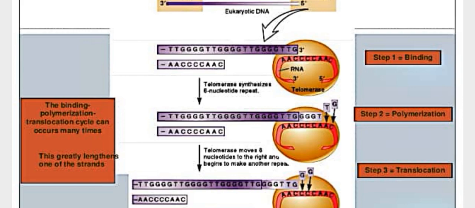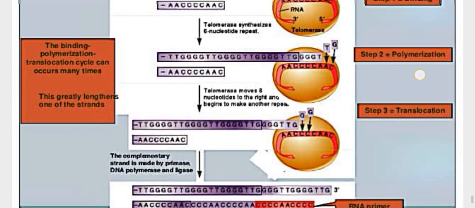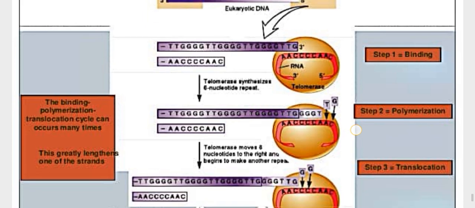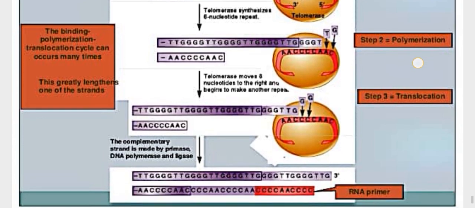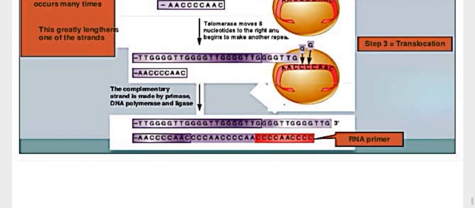Step 1, binding. Step 2, polymerization. Step 3, translocation. Eukaryotic DNA telomerase synthesizes a 6 nucleotide repeat. Telomerase moves the nucleotides to the right and begins to make another repeat. The complementary strand is made by primase, DNA polymerase and ligase.